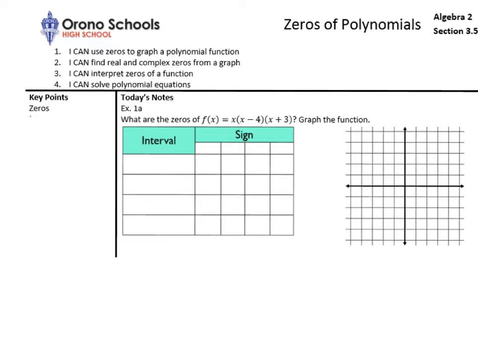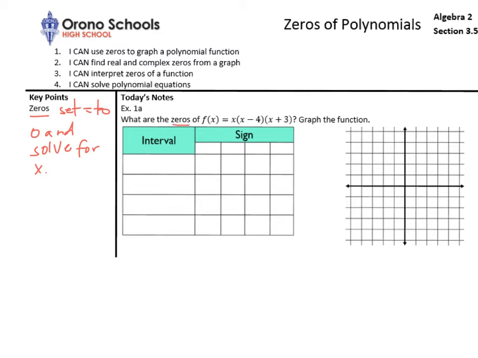When asked to state zeros of a function, we know what to do here. Always set your equation equal to 0 and solve for x. And we've done that a bunch of times. Now our factoring might be a little bit more complex. Over on the right, it says what are the zeros for f of x equals x times x minus 4 times x plus 3. Wow, that's already factored for us, so this should be pretty easy.